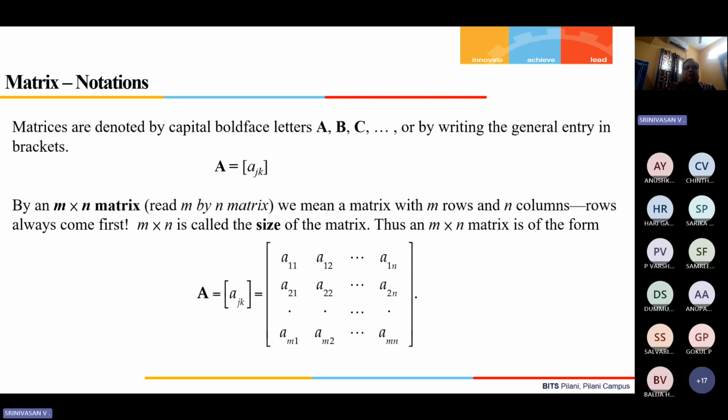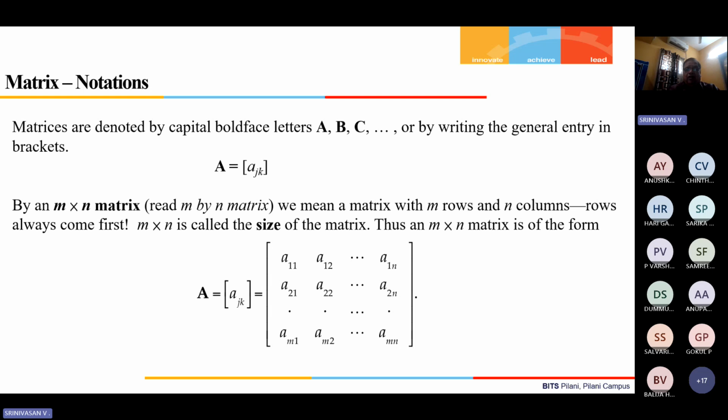Matrices are denoted by, as I just mentioned, capital boldface letters, that is uppercase, A, B, C, etc., or by writing the general entry in brackets, which I just have mentioned. ajk, or alm, or aij. Normally, we will be using subscripts j, k, or i, j, or m, n. Nothing wrong, any letters can be used, but in practice some letters are always standardized, reserved, and we will be putting them into use.